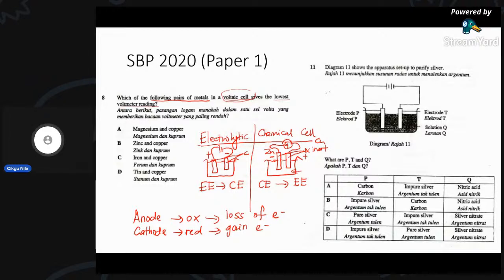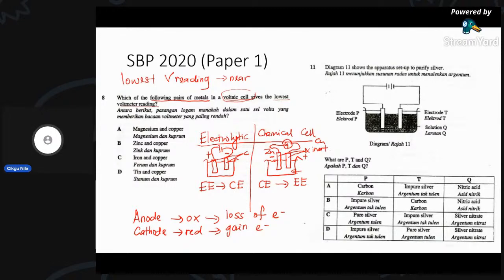That means you have to see their arrangement in the ECS. Lowest voltmeter reading means the distance between the metals must be near to each other. If they have a high voltmeter reading, that means the metals are far away from each other. So you write down your ECS and then you have to compare the distance.